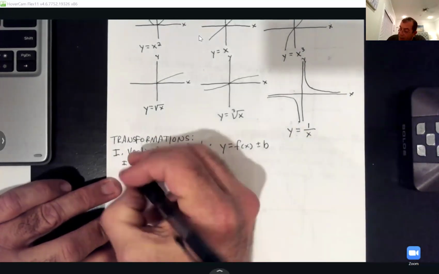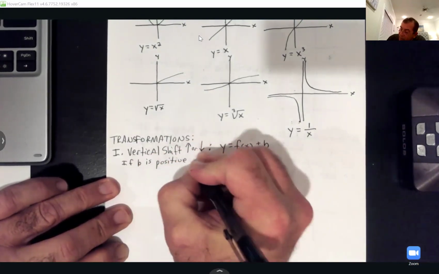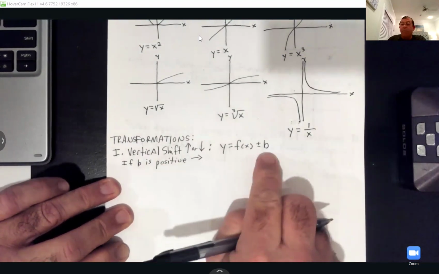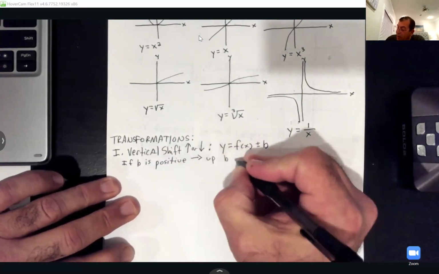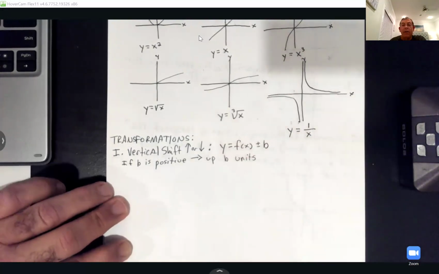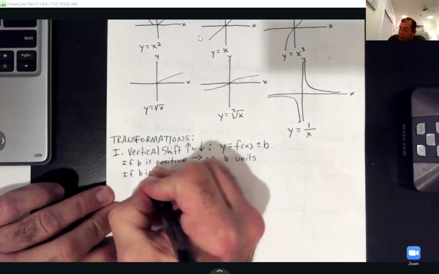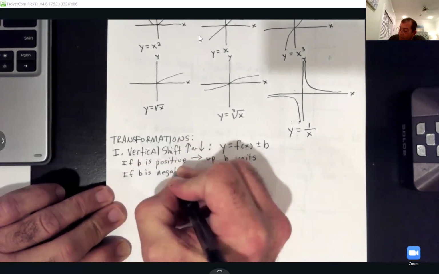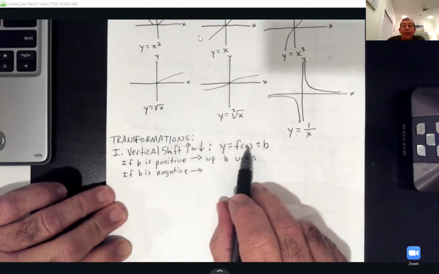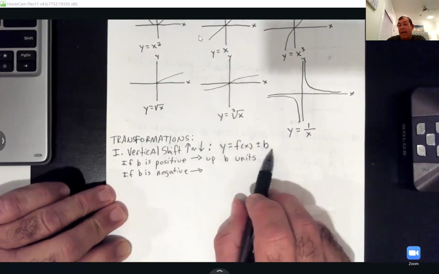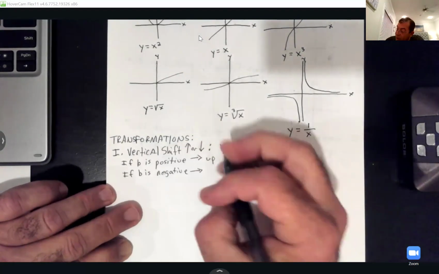So here's the thing. If this b is positive, your graph will move up b units. Okay. If the b is negative, so I've got, say, x squared minus 3, if I have a minus, then it's going to move my graph down b units.